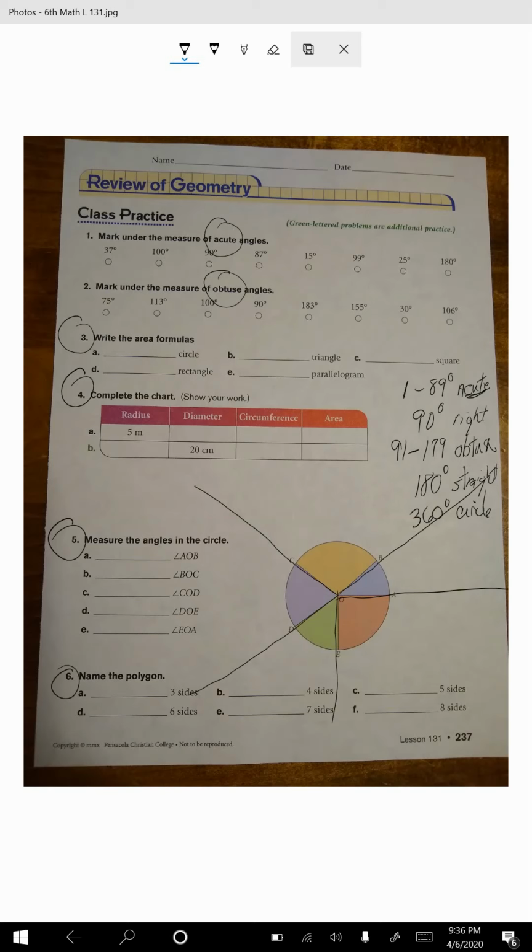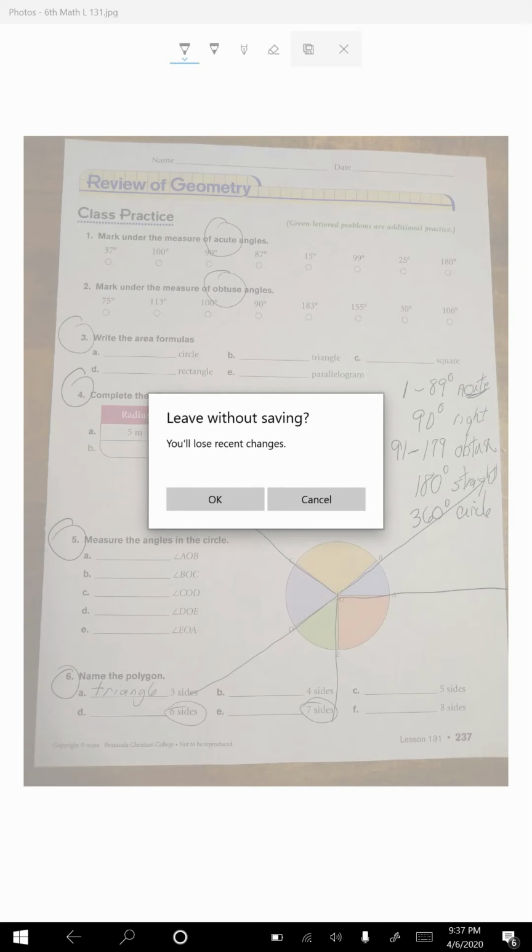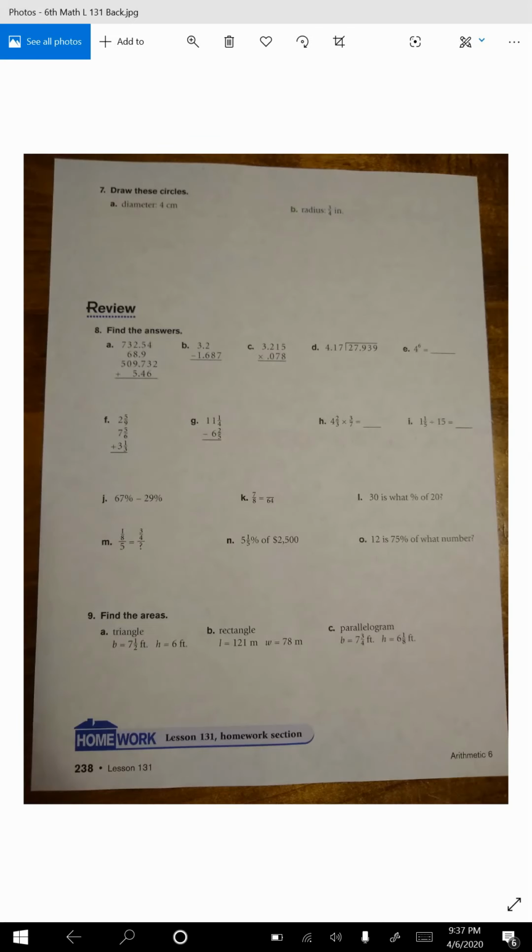Number 6, you're naming the different polygons. We'll just do A just so you know what they're looking for. A 3-sided polygon, you know what that is? It is a triangle. Pretty easy, right? The tricky ones will be the 7-side and the 6-side. They're probably the trickiest ones. If you get stuck, you can always look in the back. I don't mind if you look in the back. All right, let's look at the other page.